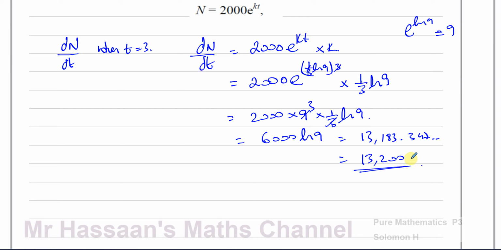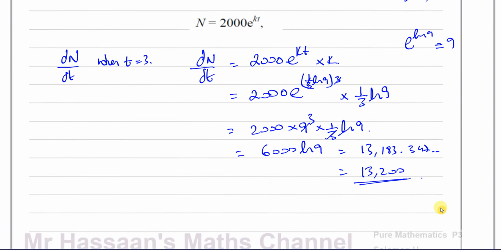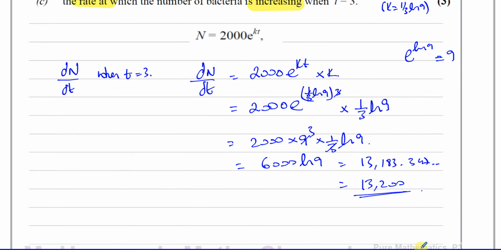That's the rate of increase of bacteria when t equals 3. So that's how much the bacteria is increasing by every second. All right, so there's the answer to the question. That's dN/dt when t equals 3. All right, so there we have it.